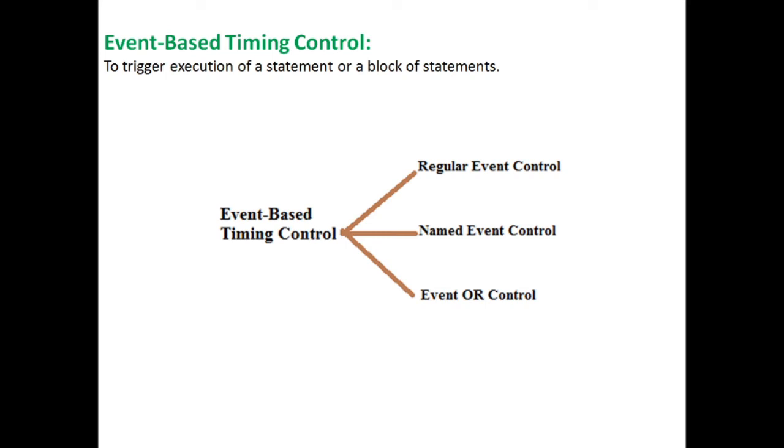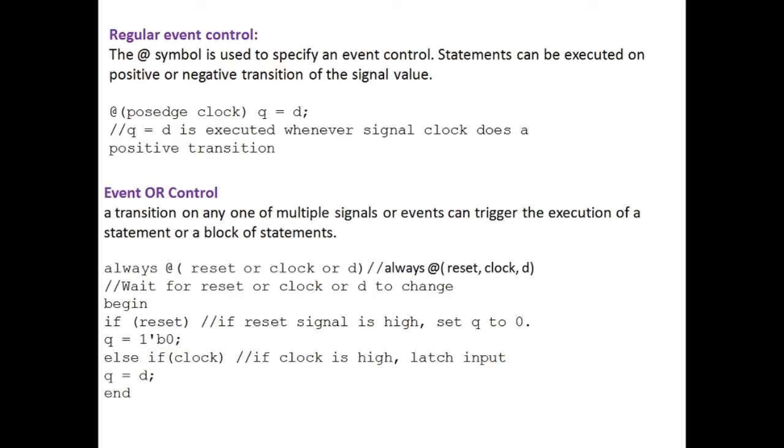So let us discuss the event based timing controls in our behavioral abstraction one by one. First is regular event control, next is named event control, and the last one is event or control. Regular event control is the notorious and very well known event controller, where we use the @ symbol to specify this event.